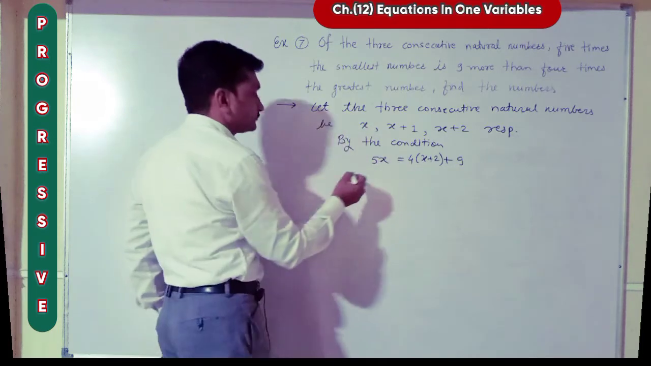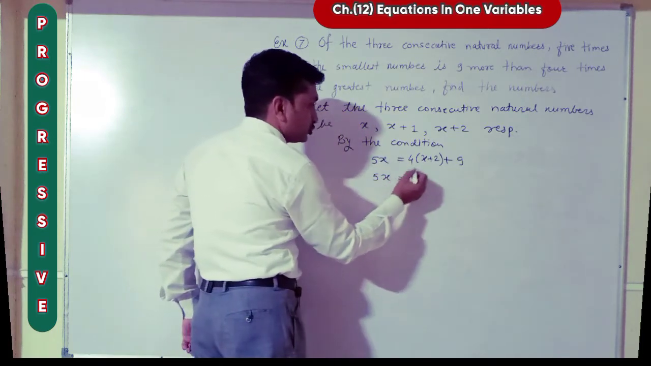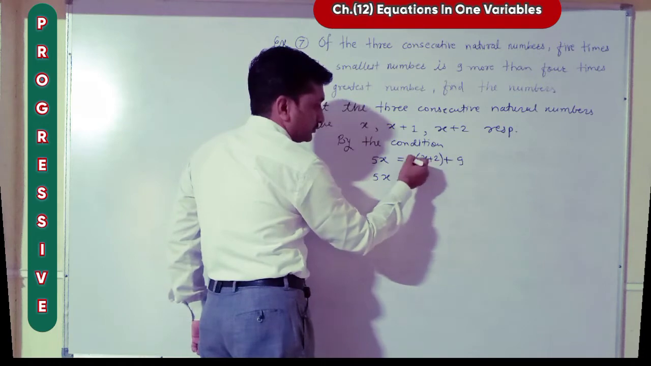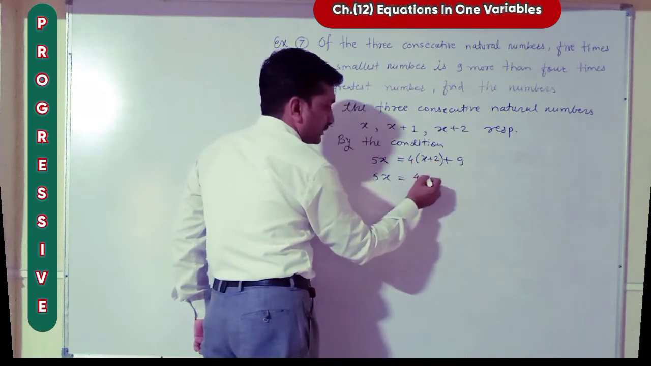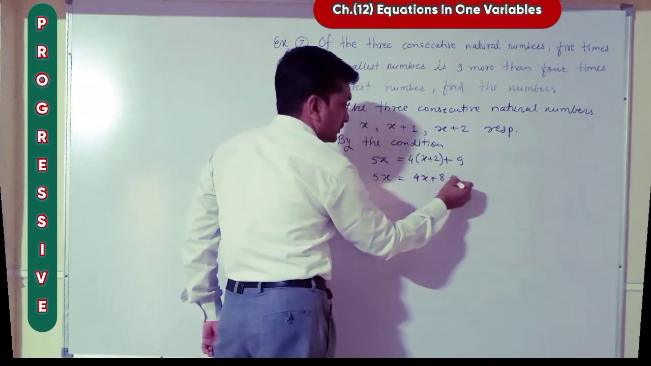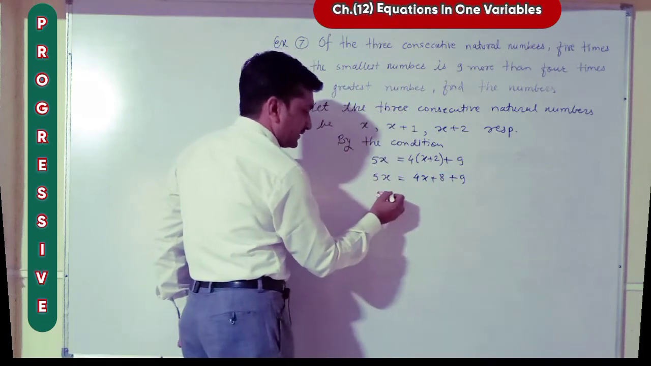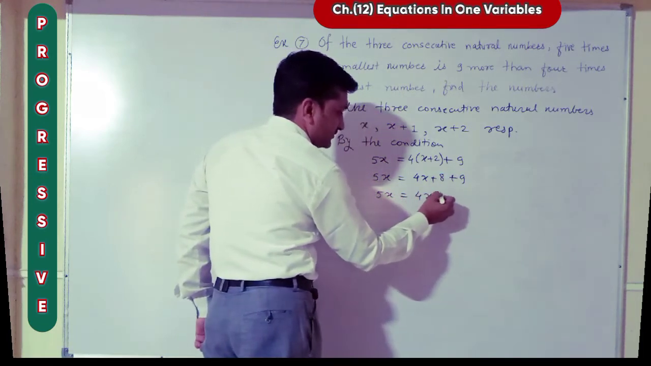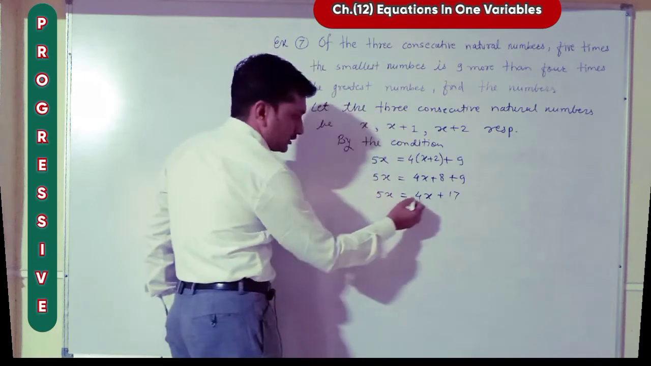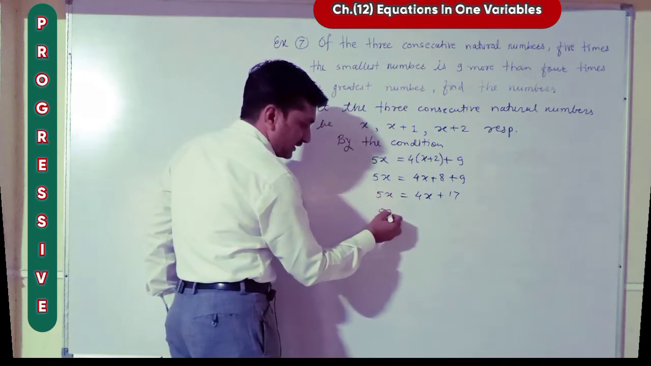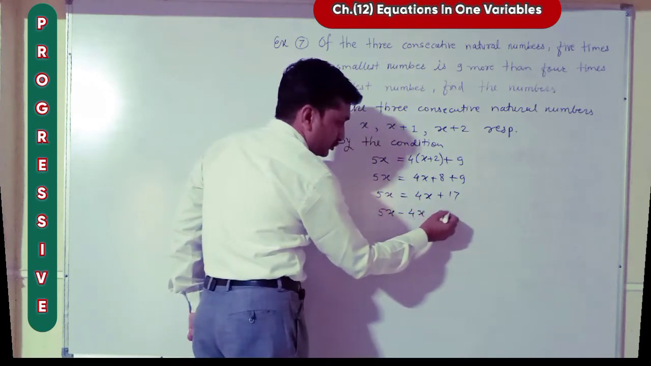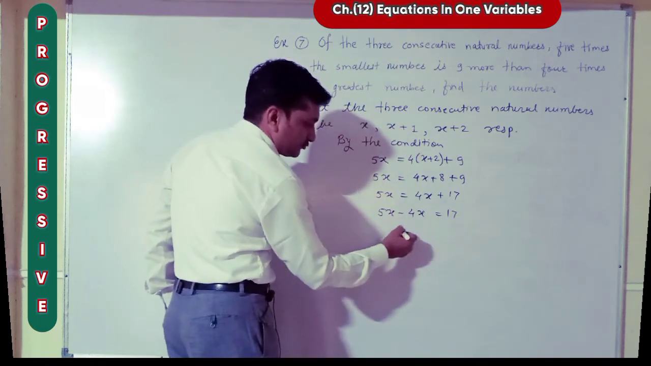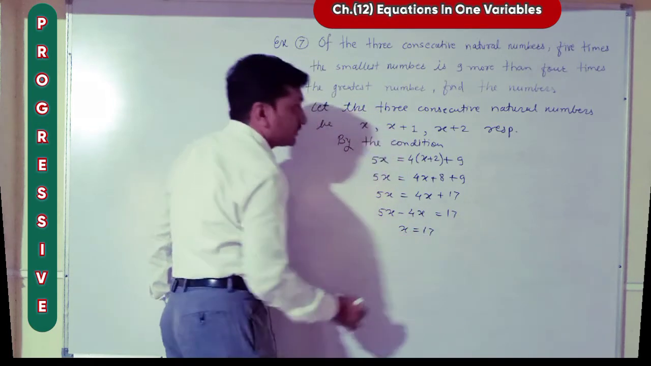Now let's solve this. 5x is equal to 4 times x plus 2, 4x plus 8, plus 9. 5x is equal to 4x plus 17. Now bring this 4x here. 5x minus 4x is equal to 17, and 5x minus 4x is x, so x is equal to 17.